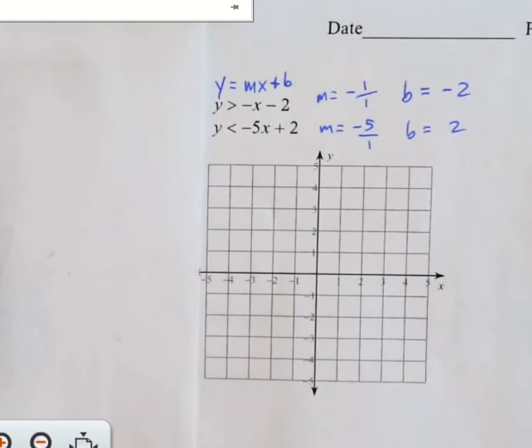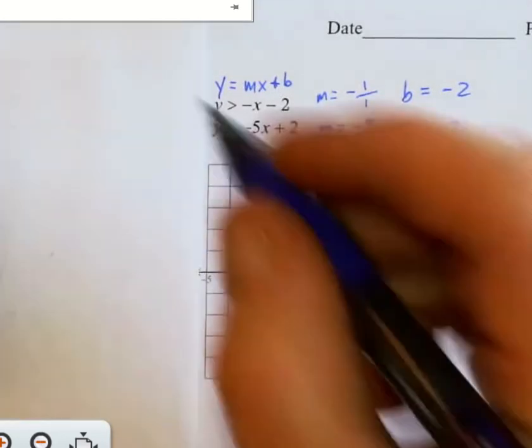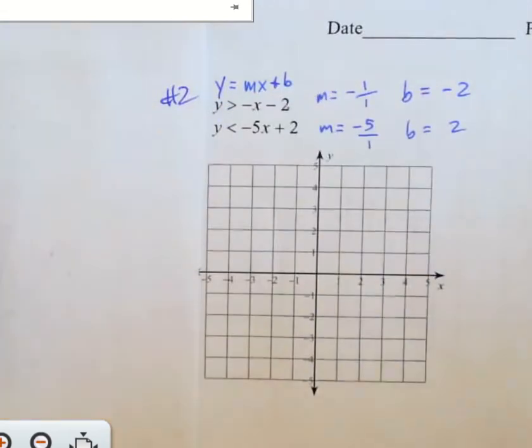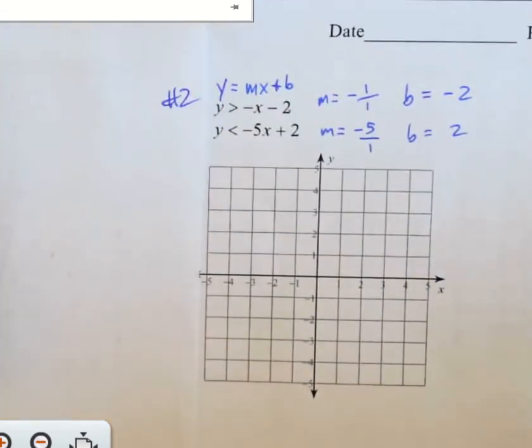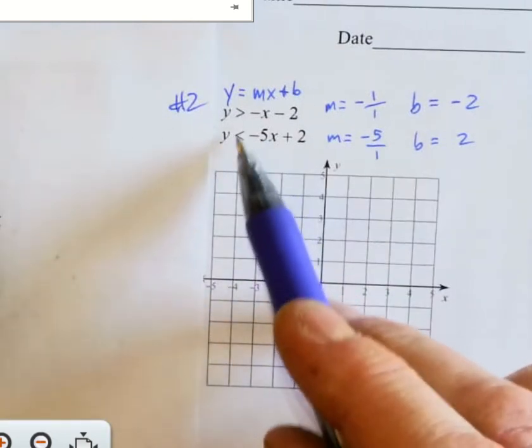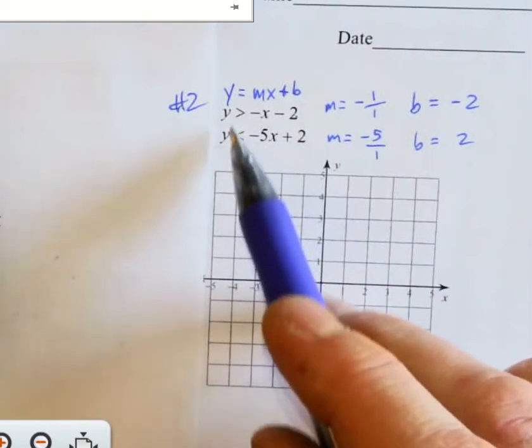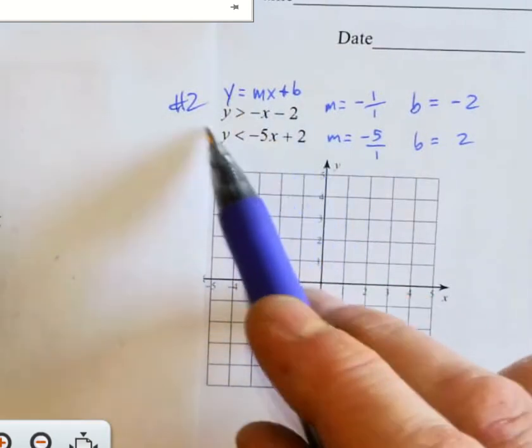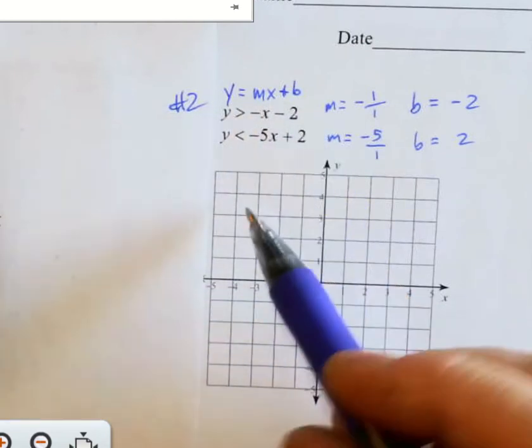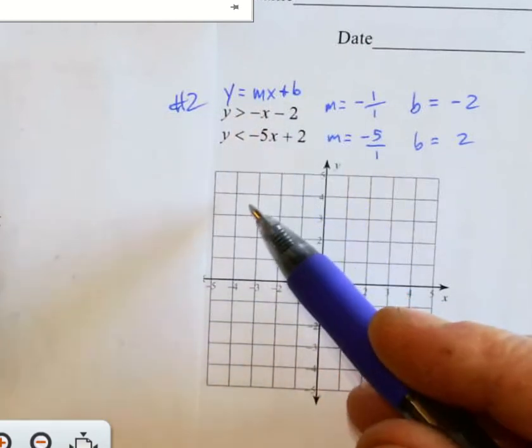All right, here we go. This is number two on that paper. It's on Schoology. All right, so we're graphing some what? What are these? Inequalities. Oh yeah, they're inequalities because they have the inequality symbol, greater than or less than. And they match the format of y equals mx plus b, the slope-intercept form. So easy, we can pull out our slope and our y-intercept.